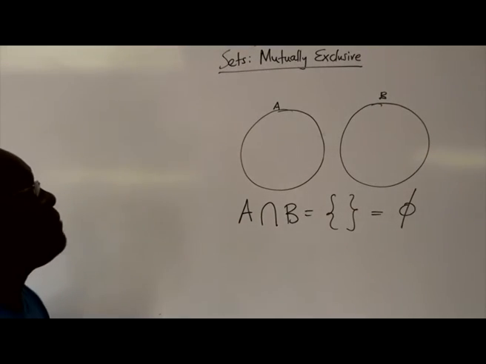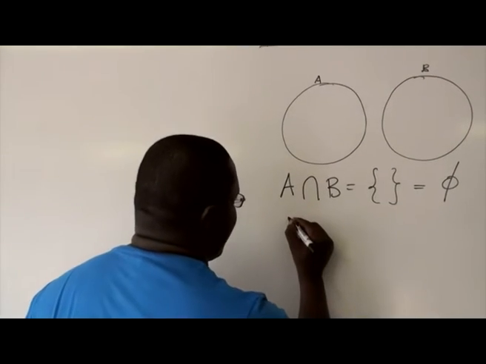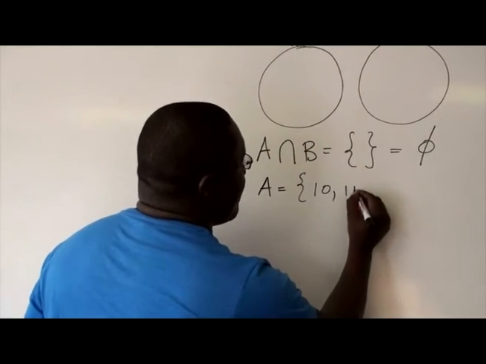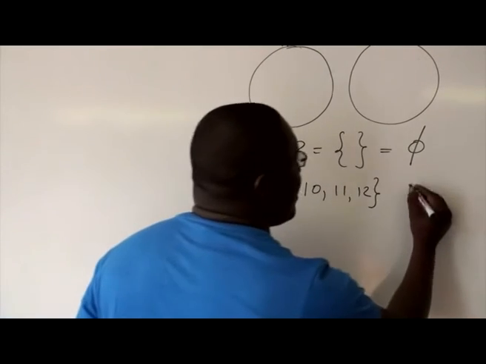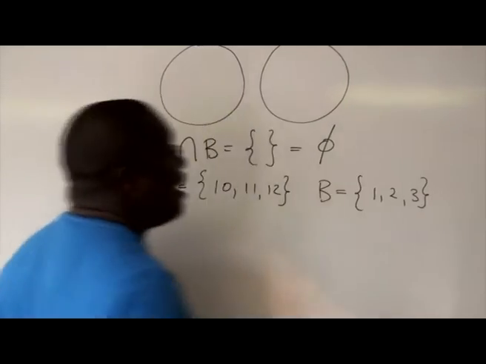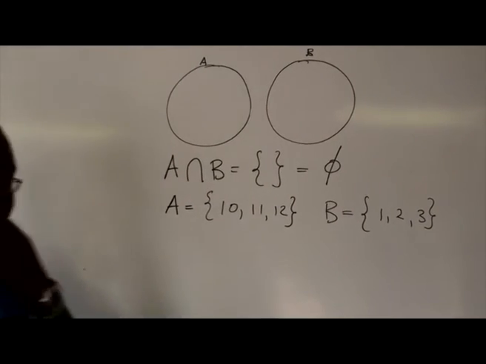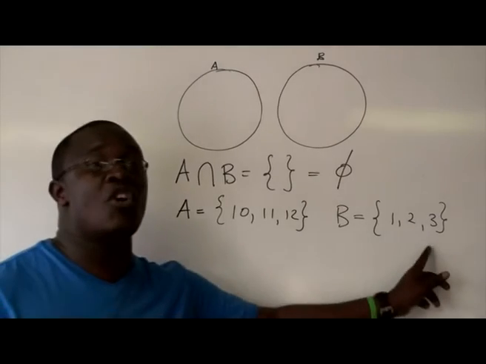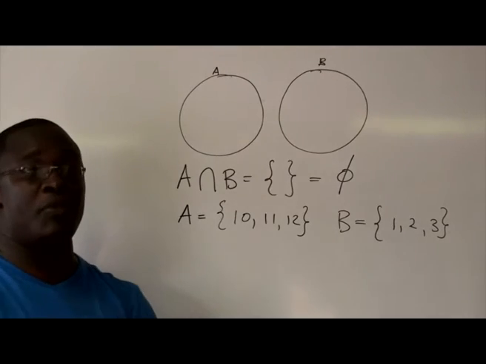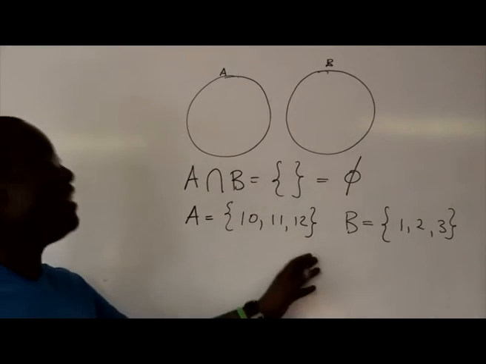If somebody was to ask, what is A union B? I'll give you two mutually exclusive sets. A is 10, 11, 12. B is 1, 2, 3. Now, these two sets are mutually exclusive because they do not have a common element. If both of them had 10, then they would not be mutually exclusive. But 1, 2, 3 and 10, 11, 12 don't meet anywhere.